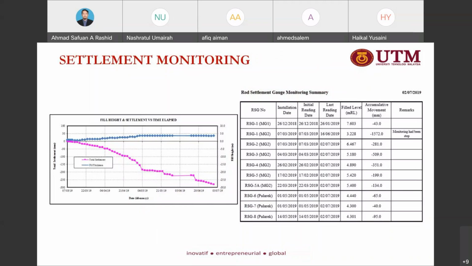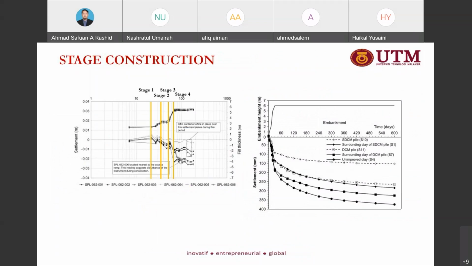So this is the result from the settlement monitoring. This is the result for the stage construction, where the stage refers to the installation during the filling process. So we need to monitor for any movement of the soil, or pore water pressure as well.